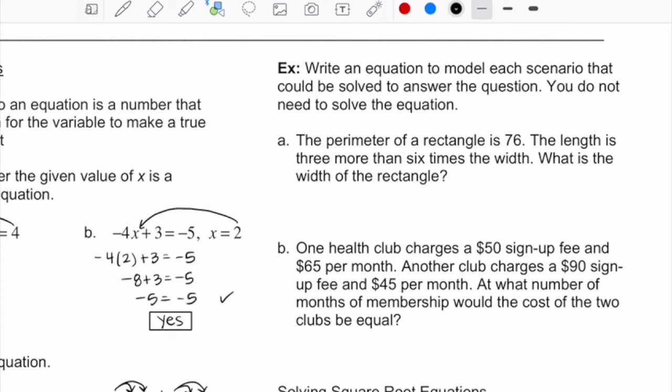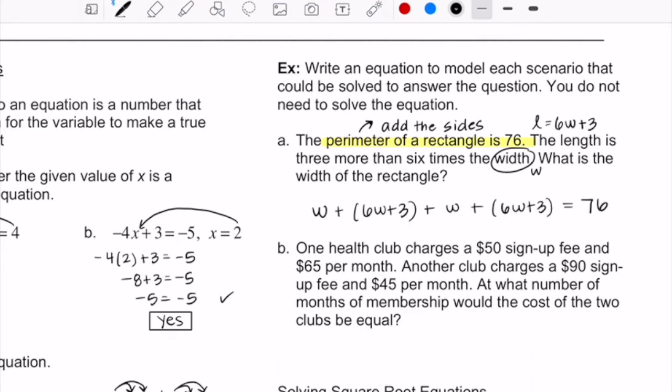All right, moving on, this next example wants us to practice writing equations to model the scenario, and it gives us the reminder that we don't need to solve them. The perimeter of a rectangle is 76. Make a note that when you find the perimeter of a rectangle, you're going to add up the 4 sides. It says that the length of the rectangle is 3 more than 6 times the width. Here we can let our width be w, and so the length is going to be 6w plus 3. When we write our equation for this one, we're going to use just one variable. So the width plus the length plus the width plus the length would be equal to 76. We don't need to simplify this at all because it just wants us to write the equation.